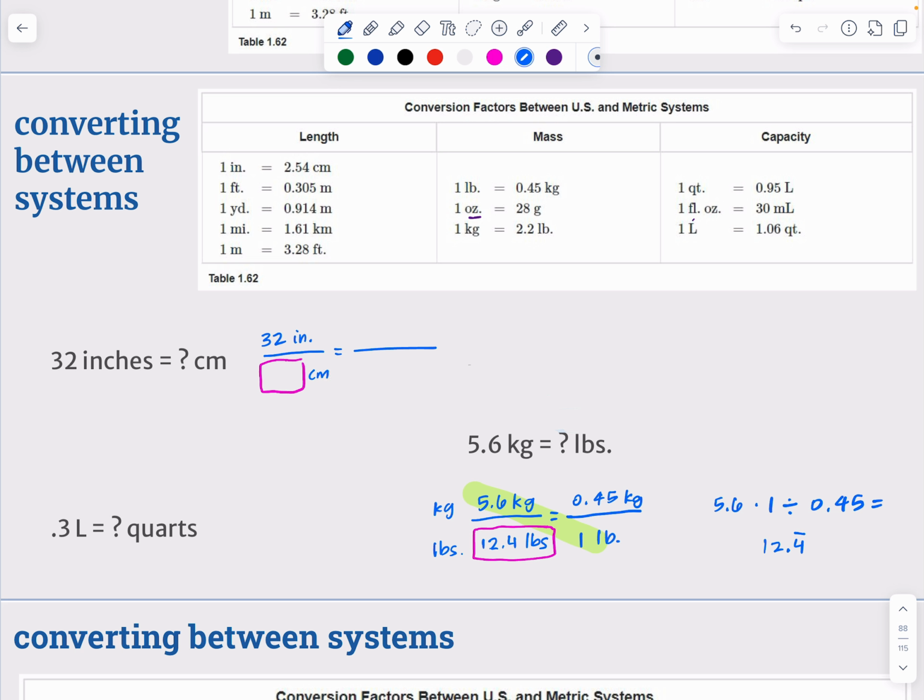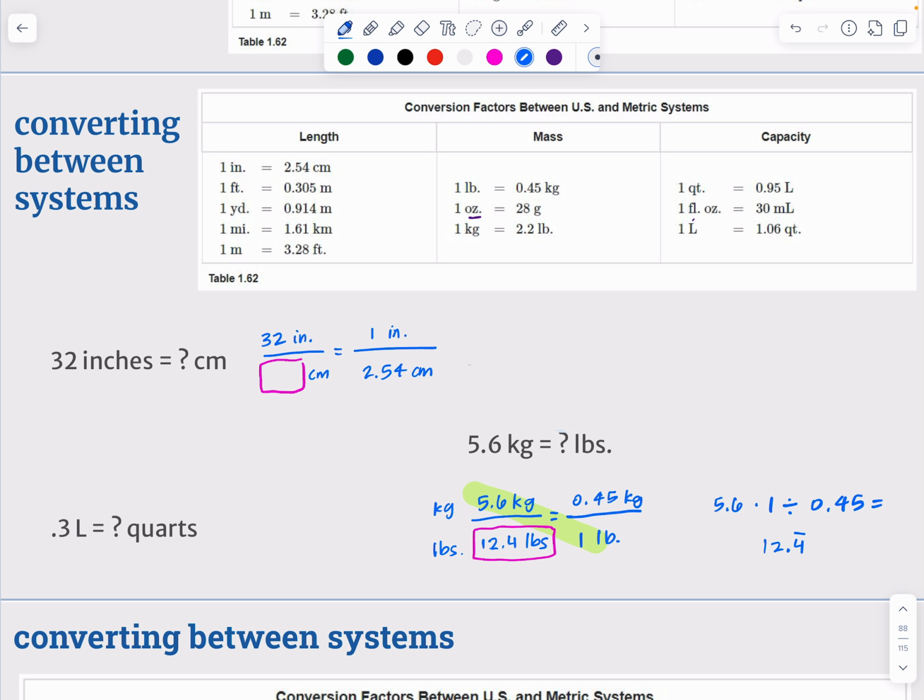And I'm going to go to the chart now and look in the length section and just see, what do I know about inches and centimeters? And right at the top of the list, I know that 1 inch is 2.54 centimeters. So I'm going to fill in 1 inch right across from 32 inches and 2.54 centimeters right across from the number of centimeters that I'm looking for.